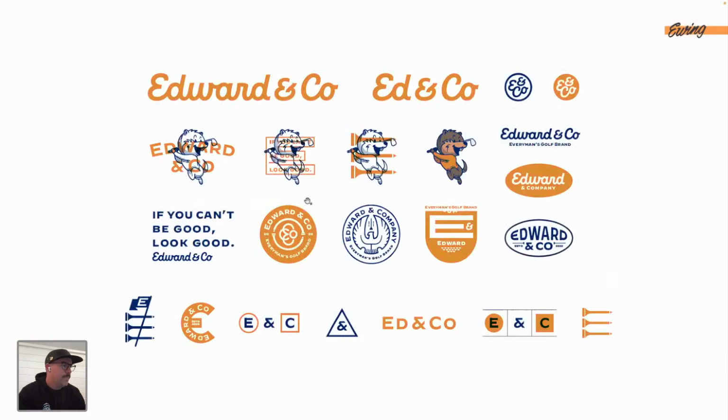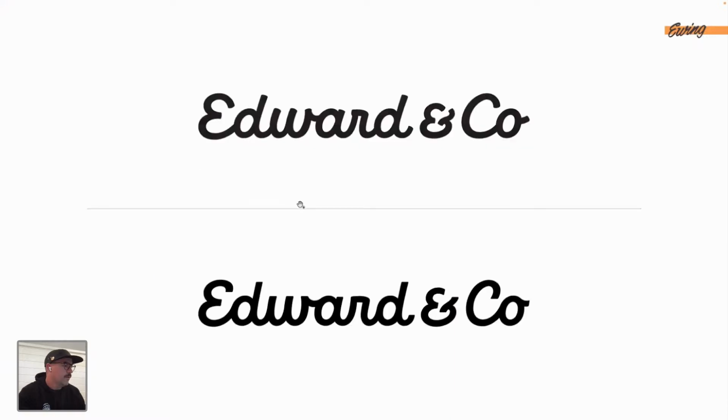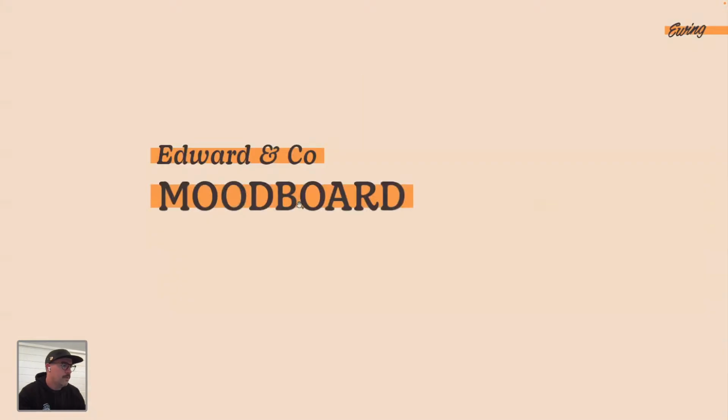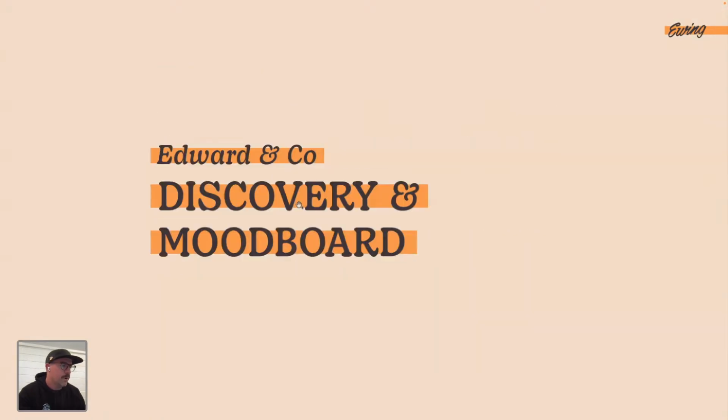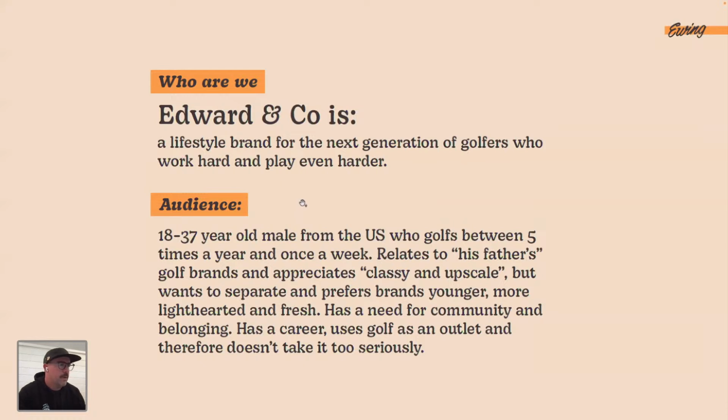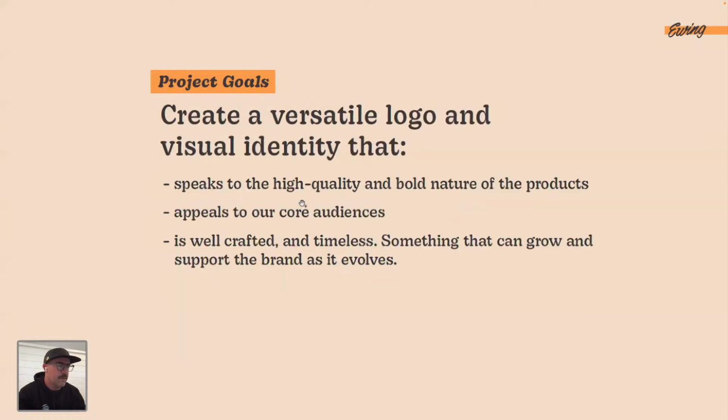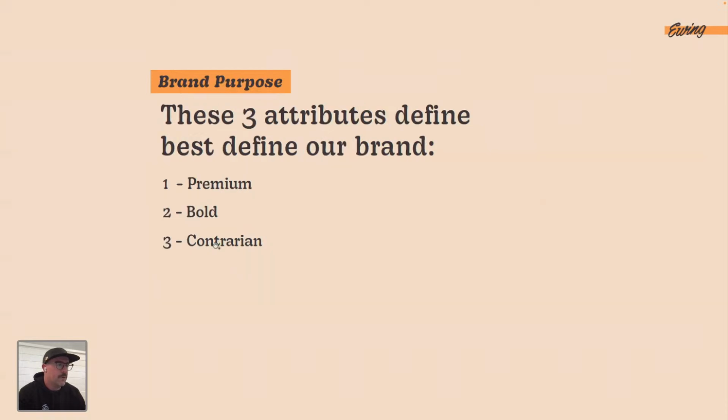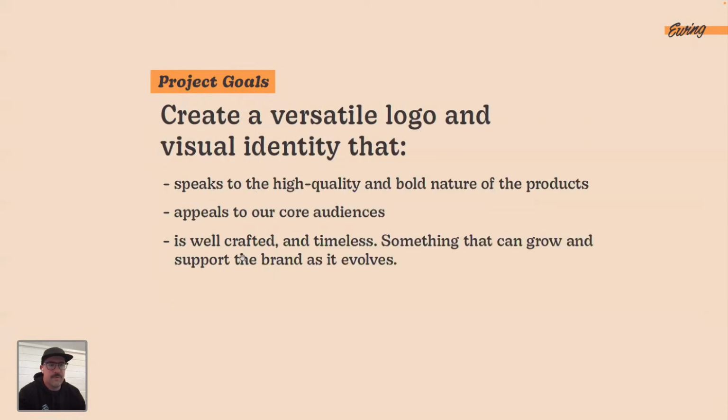So just to recap for this week in branding, as we go back to the front, this is the brand document. We started with who the company is and who the audience is. The goals, like I said, a lot of times these don't change. In this instance, we want to design something that speaks to the high quality and bold nature of the products. That all came from these three attributes that were defined by the client.